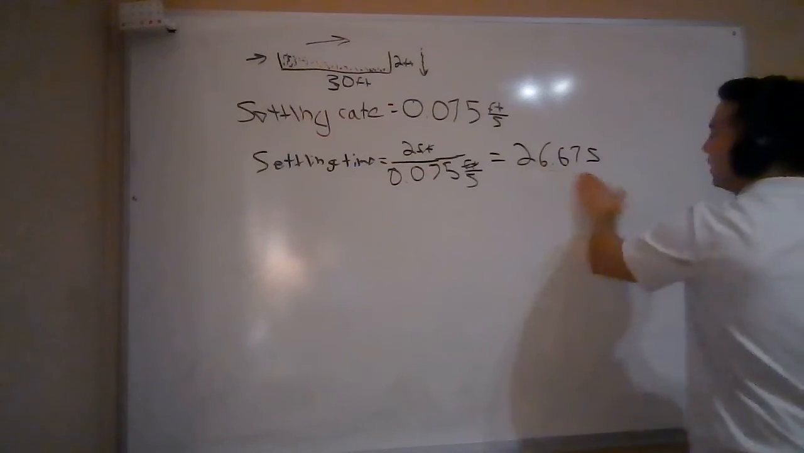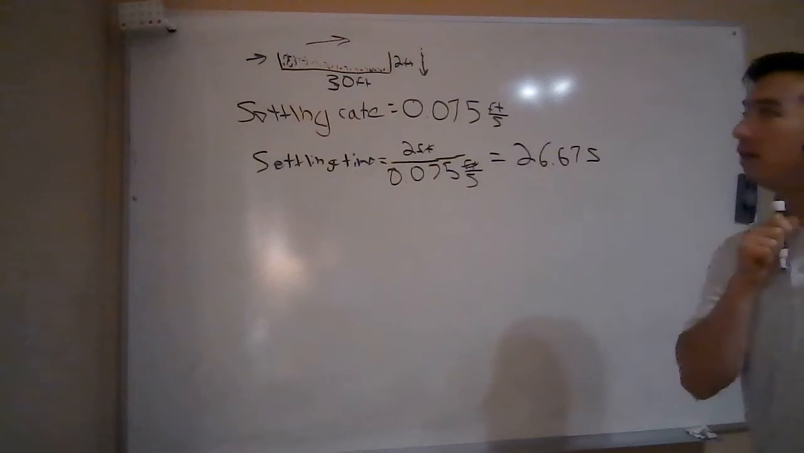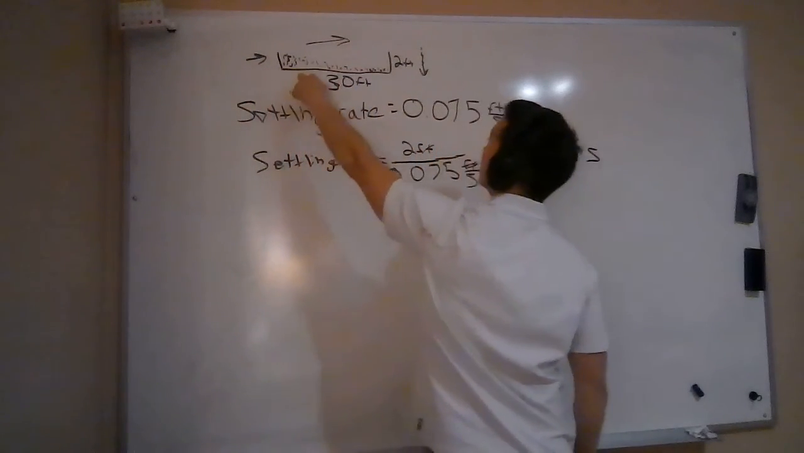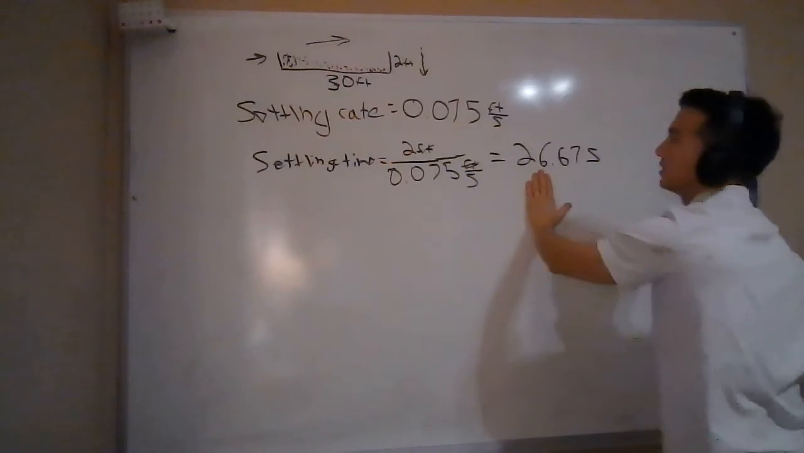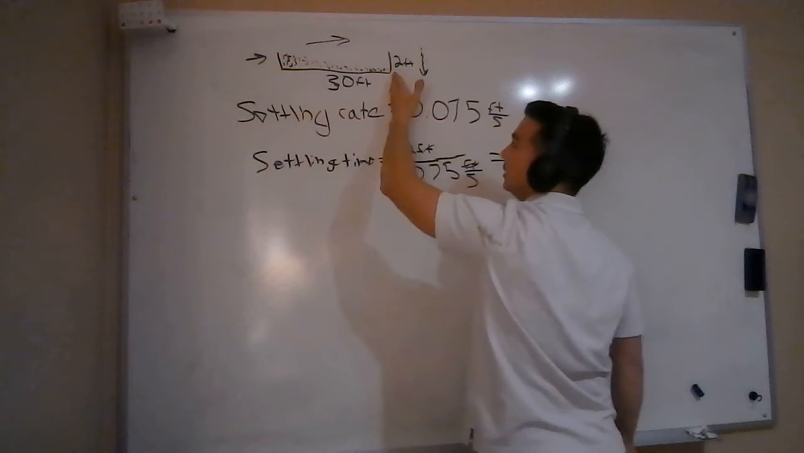Okay, it takes almost 27 seconds for a particle to settle. So what does that mean? It means that this grit, or this wastewater flow, needs to spend at least 27 seconds in my grit channel by the time it enters until it leaves.